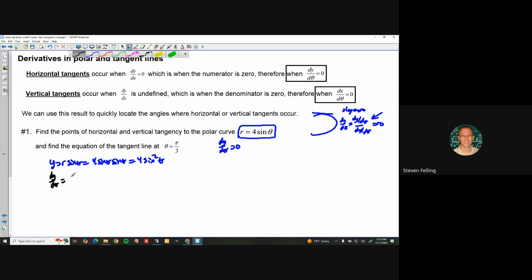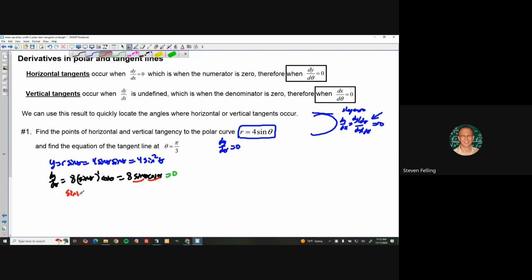So bring this down, that's going to be 8 times sine theta to the first times the derivative of the inside, which is cosine theta. So that's going to be 8 times sine theta times cosine theta. Right, and that is what has to equal 0. Okay, so for that to be true, either this is equal to 0 or that's equal to 0. The 8 cannot be 0.